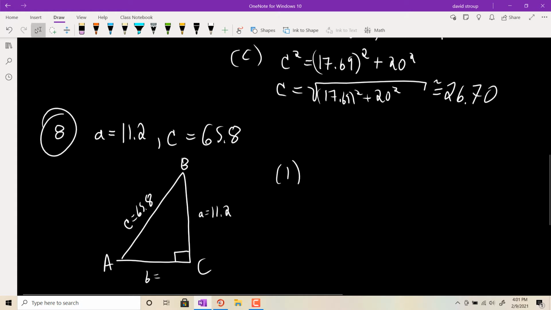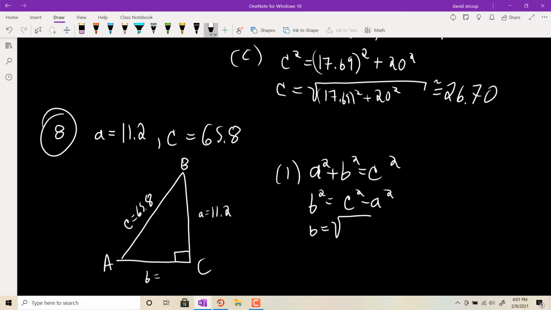Right. So first off, I'm going to get side B, and you can get side B using Pythagorean Theorem, right? So just note A squared plus B squared is equal to C squared, and solving for B, you get B squared equals C squared minus A squared, so B will equal the square root of, and then I'm going to substitute in the values, so 65.8 squared minus 11.2 squared, and then evaluate that, and you end up with, according to my calculator earlier, 64.84 to 2 decimals.